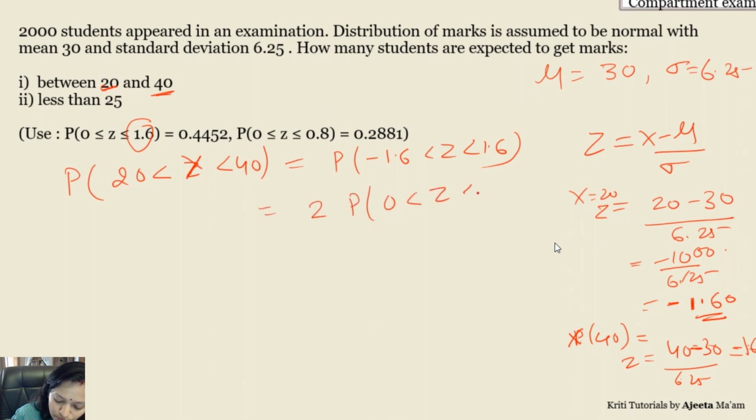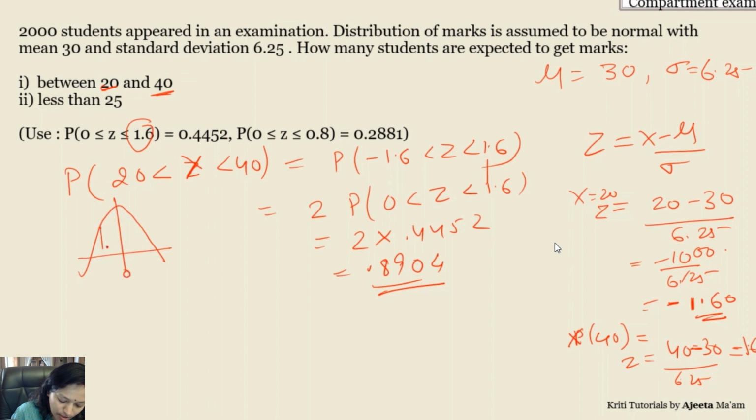0 to 1.6. So 2 times 0.4452. So we get 0.8904. So that's the final answer. देखिए क्यों हमने 2 टाइम्स किया, ये 0 है, इसके साइड में भी सेम डिस्टेंस होगा जितना यहाँ पे होगा, तो हमने इसको डबल कर दिया, क्योंकि ये वैल्यू हमें दी गई थी.